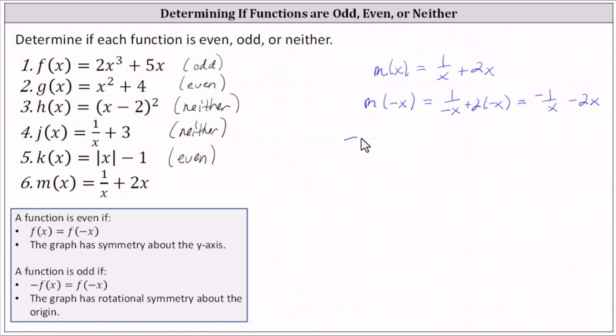And now we determine the opposite of m of x, which is the opposite of 1 divided by x plus 2x, which is equal to negative 1 divided by x minus 2x. M of negative x equals the opposite of m of x. M of x is odd. And now let's verify this graphically. Notice f of x and m of x are odd, g of x and k of x are even, h of x and j of x are neither.